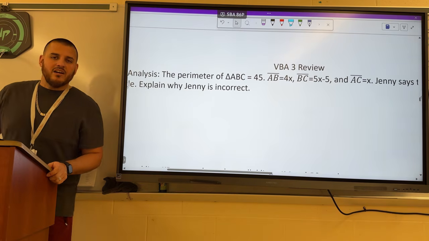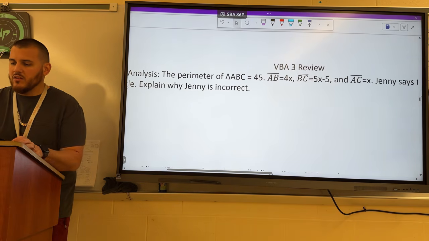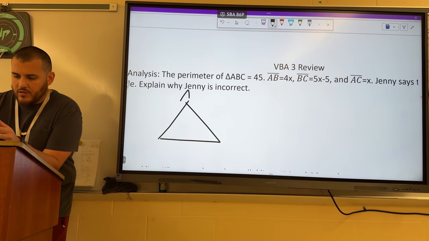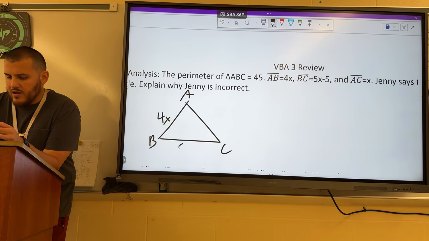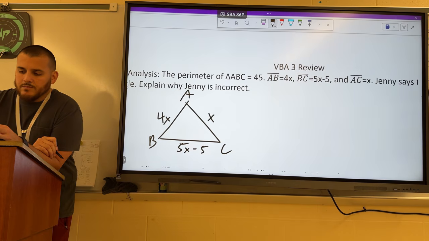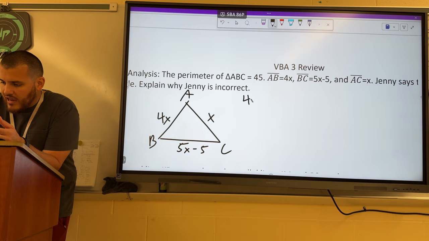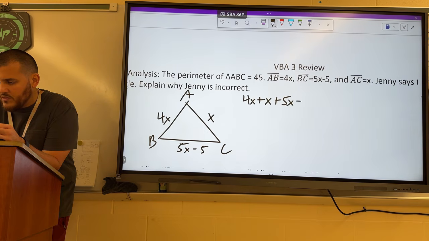Example 30 is an error analysis question. We have a triangle ABC that has a perimeter of 45 units. So here's my triangle ABC. I'm told AB is 4x, BC is 5x minus 5, and AC is just x. The perimeter we know is 45. What does that mean? That means all of these have to add together to equal 45. Perimeter is the sum of your side lengths.